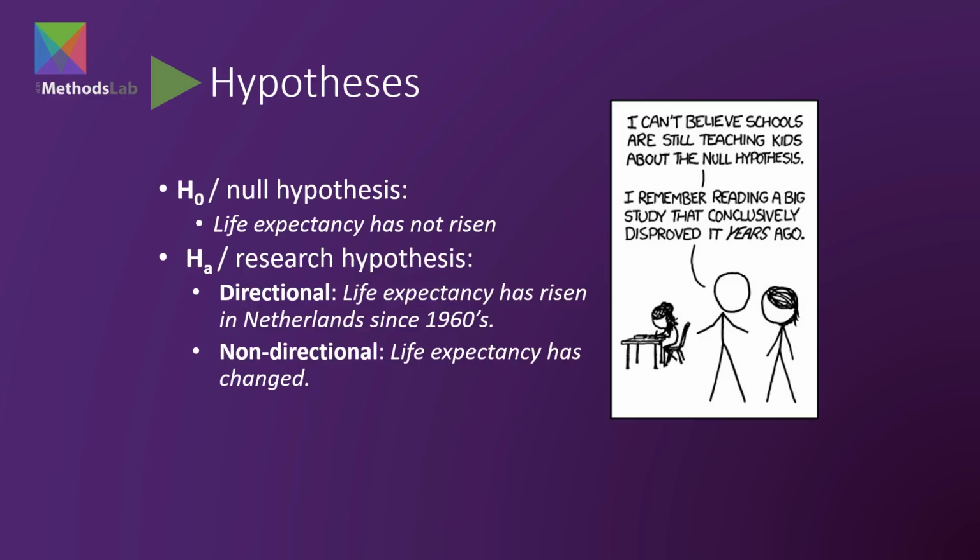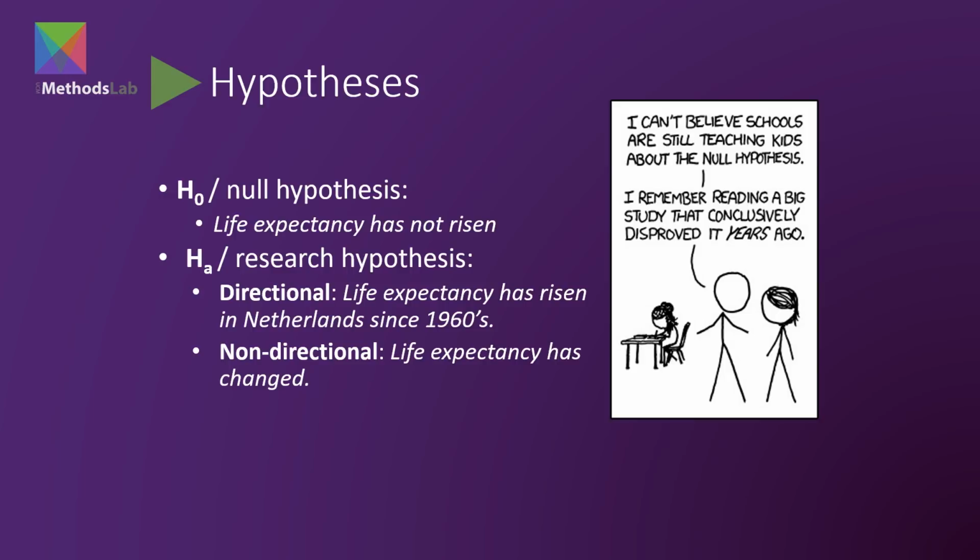It might be directional, where we say it has gone a certain direction, or things impact on other things in a certain direction. So if age is higher, right-wing behavior will be higher or lower, right? That's a direction. And so in this example here, it might be life expectancy has risen in the Netherlands since the 1960s, let's say.